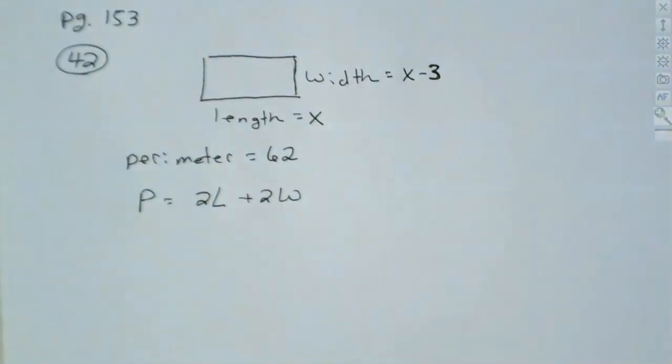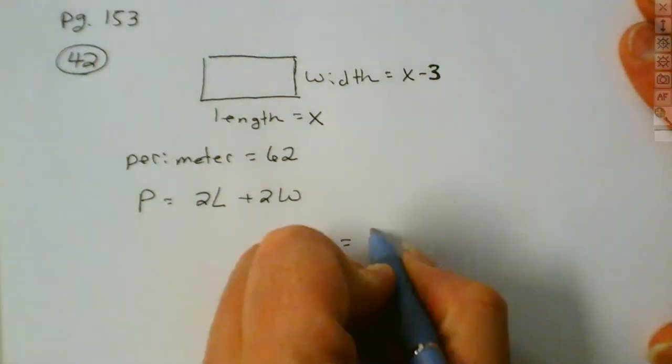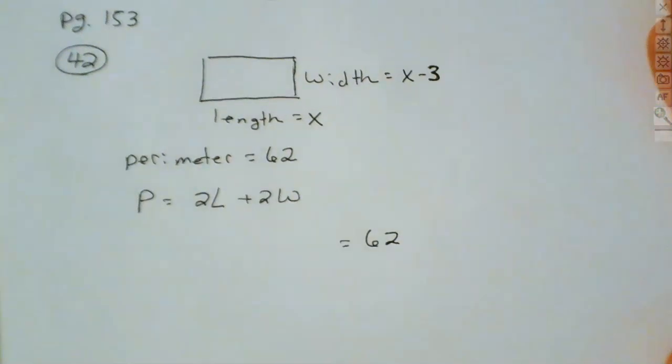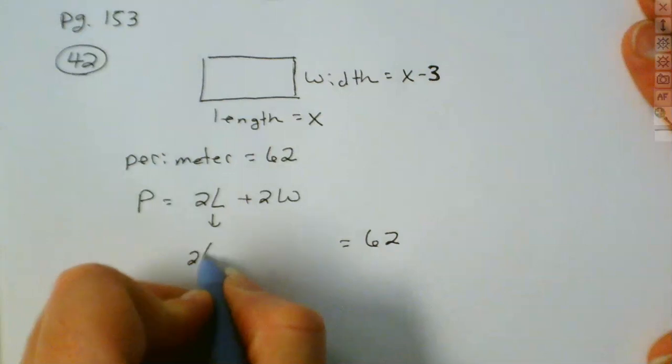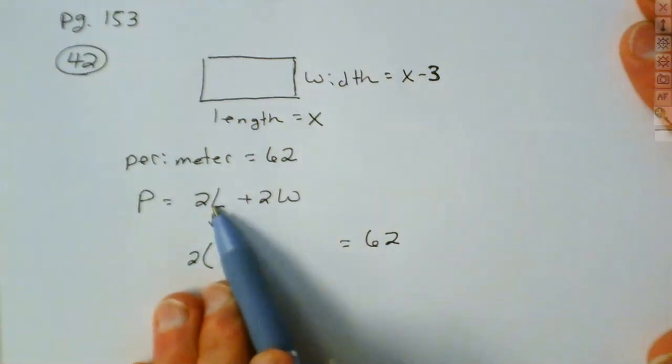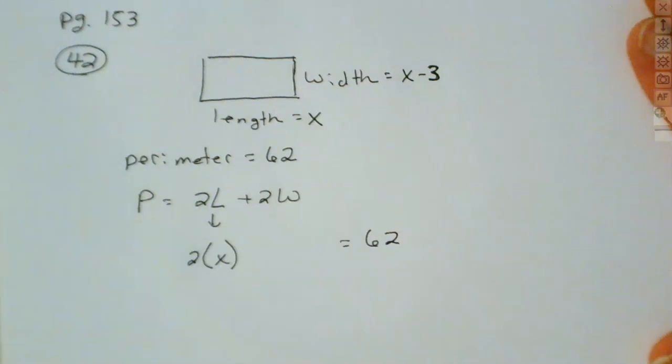Okay, let's go ahead now and fill in our pieces. We're going to make it work for us. So, what do we know? We know our perimeter is going to be 62, so I'm going to put this over here. What do we know about the length? We know we have to have 2 of them, right? And length is going to be x. Actually, you can put parentheses around it or not. Doesn't matter.